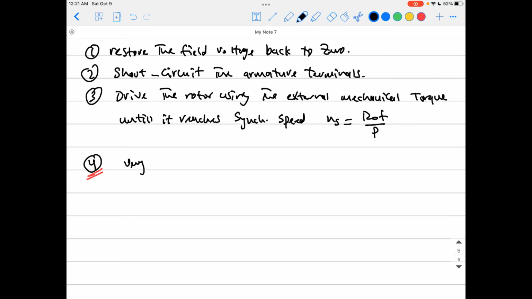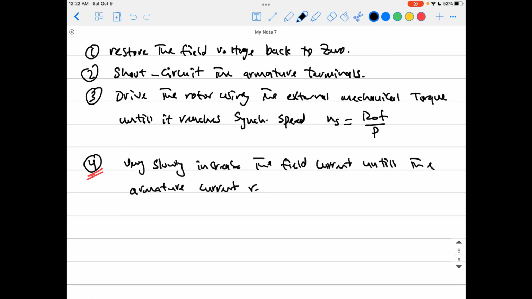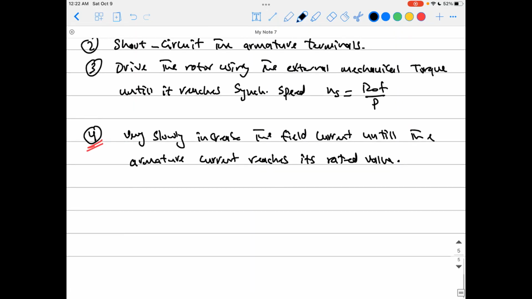Okay, guys, number 4, and here comes the dangerous part. Very slowly increase the field current until the armature current reaches its rated value. So we slowly increase the field current until the armature current reaches the rated value.